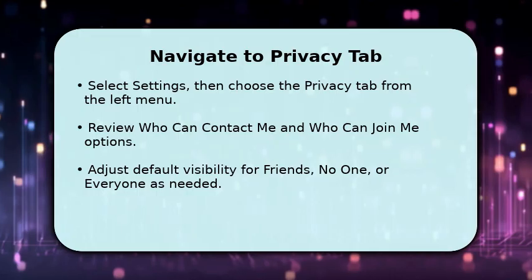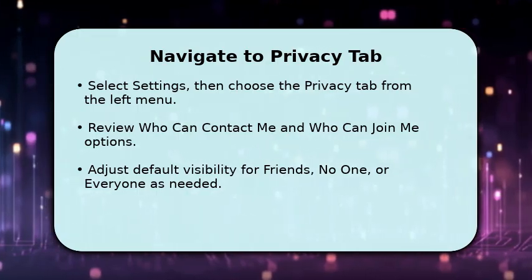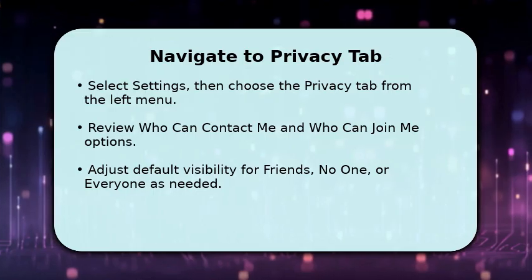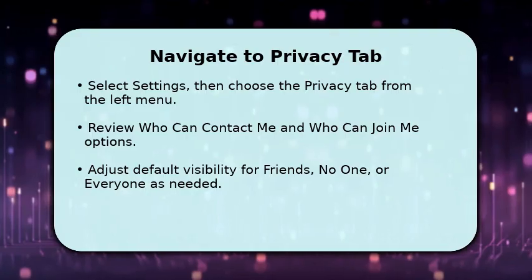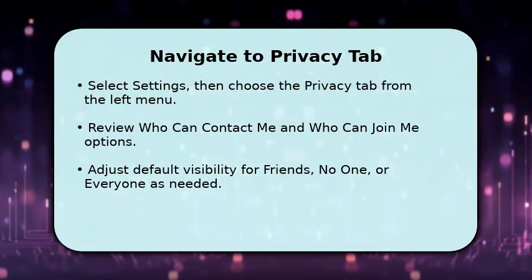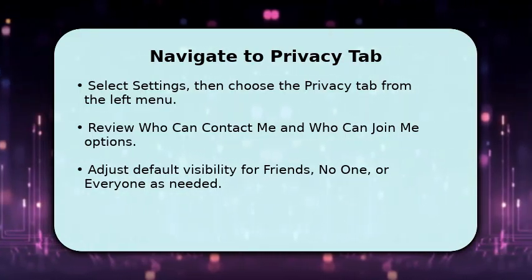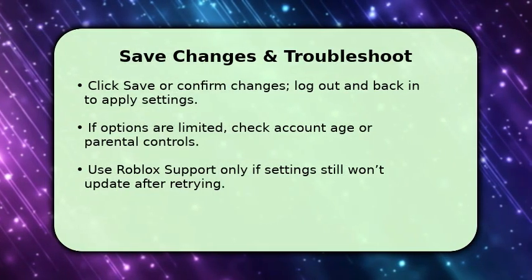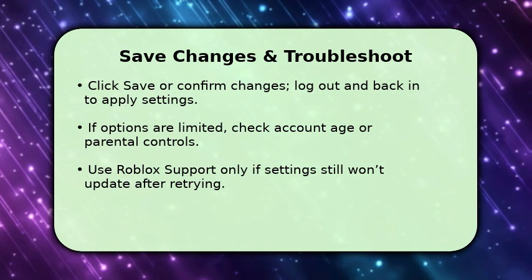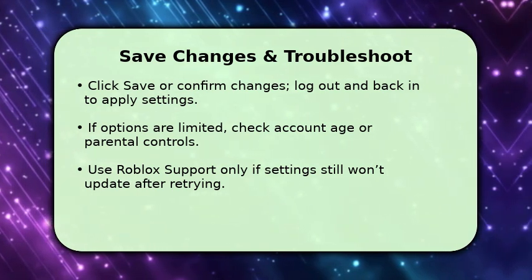Make sure to change both Chat and Join settings if you want consistent behavior. You're doing this to reduce unwanted messages and invitations, so choose the strictest setting you need. Then pause to check related safety toggles below. You finish by saving or confirming your changes. Many settings apply immediately but log out and back in to ensure they take effect across devices.